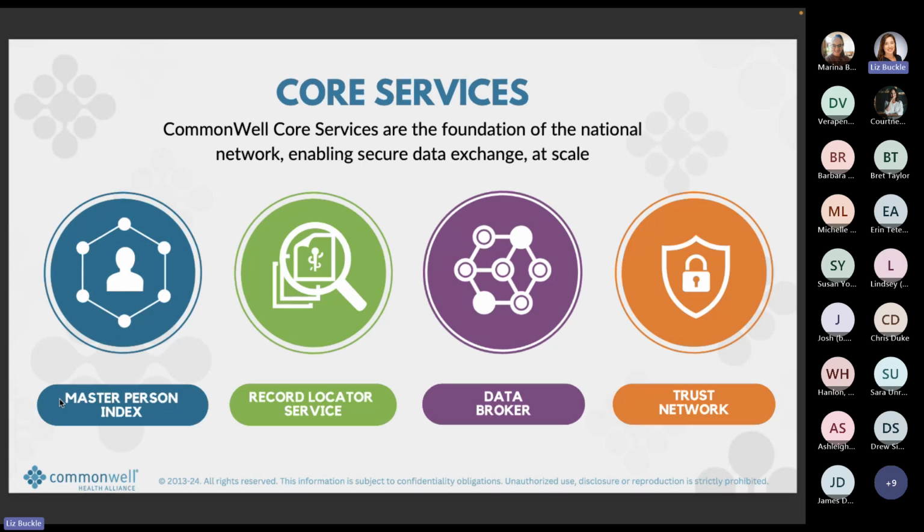So this is the fun part. This is where I start to get into a bit more about our core services. The way that I like to frame them is we really have three core services: the master person index, the record locator service, and the data broker. And those are all wrapped within the trust network or trust framework that we have. None of these other three would be possible without the trust layer that we place on top of the services. So we'll dig into all of these three things.